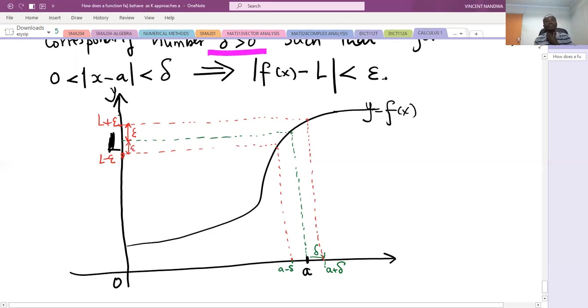So we are saying that any small change in x value here will lead to a corresponding change in the y value. So for every epsilon change in this y value, there is a corresponding delta on the x-axis that caused that change. This delta and this epsilon are both positive, and they are very small quantities. So any small change in x here will lead to a small change in y here, or a small change in y was caused by another change in the x value.